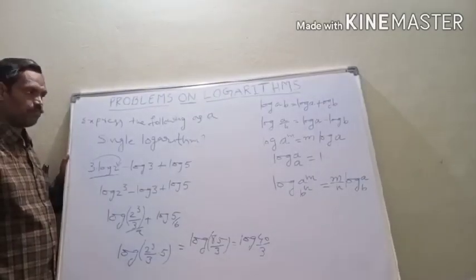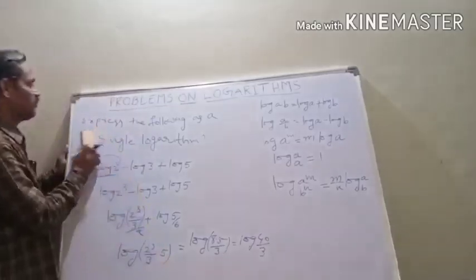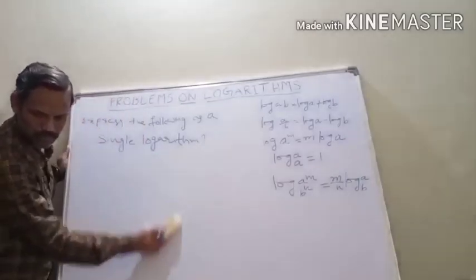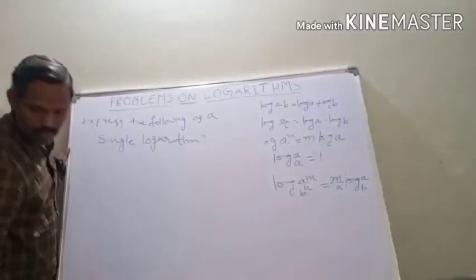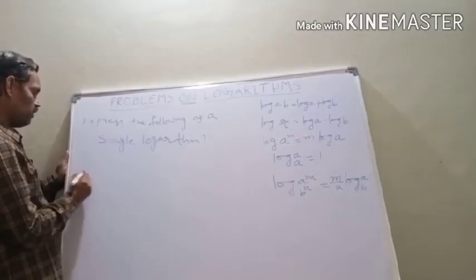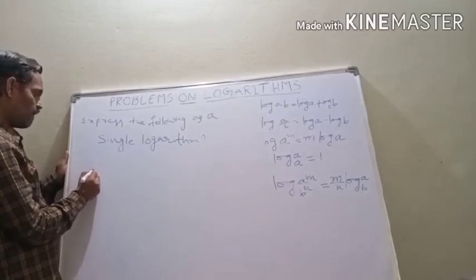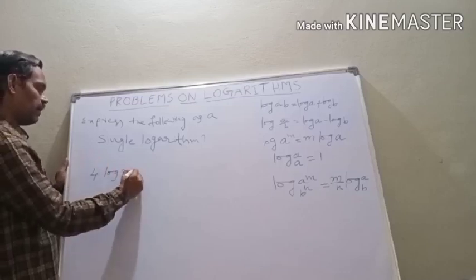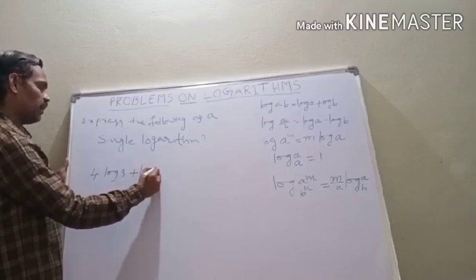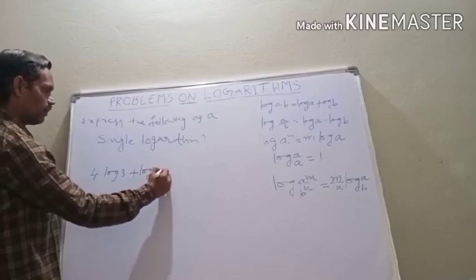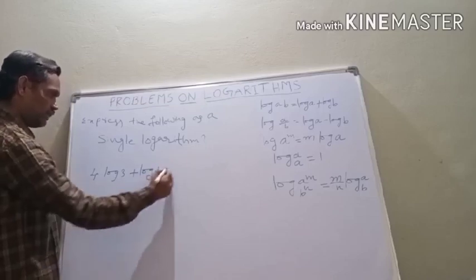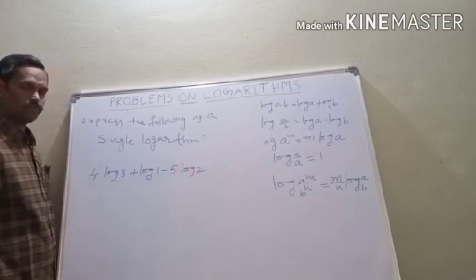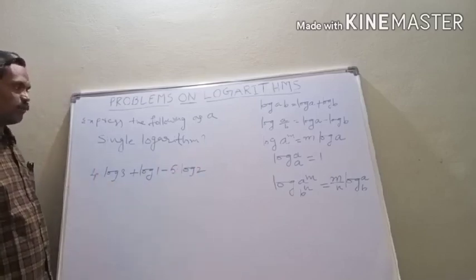Shall we go for another problem? 4 into log 3 plus log 1 minus 5 into log 2. So what do we have to do?